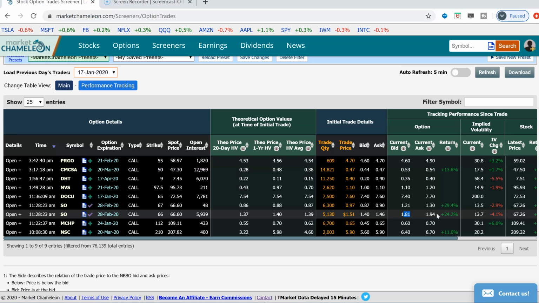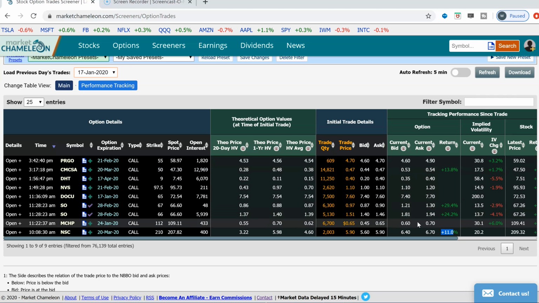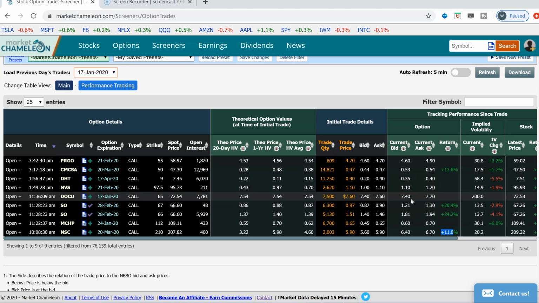Here the market's 181, 194 versus the initial trade of 151, up 24%. So at least for this one day, it looks like perhaps the suspicion was correct. It didn't work every single time. Some of them were unchanged, but you could see here that we had a lot of up moves, and some of these were still unchanged, haven't moved at all.